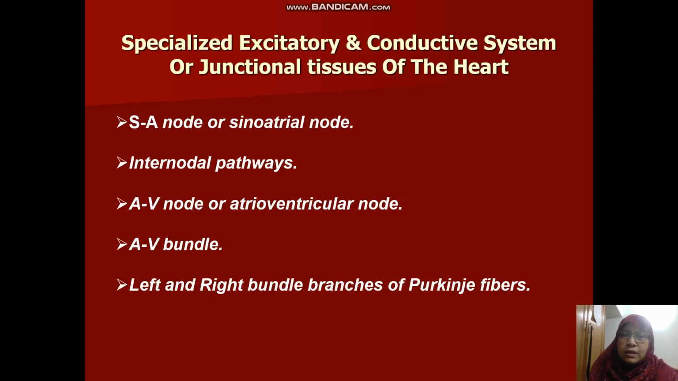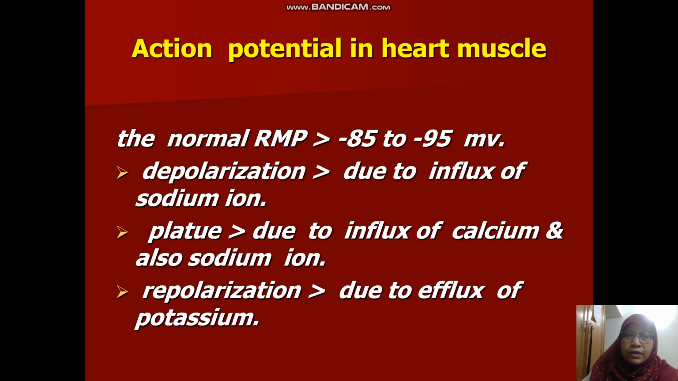So, the junctional tissue or conductive system comprises the SA node, internodal pathway, AV node, AV bundle, and the left and right bundle branches of Purkinje fibers. Before going to the description of the junctional tissues of the heart, I will tell you something about the action potential in heart muscle.